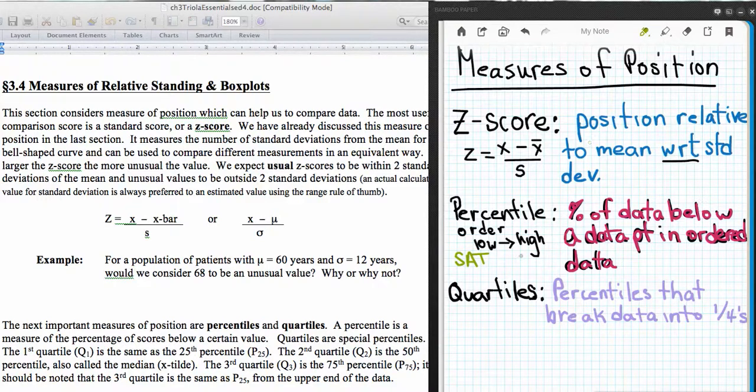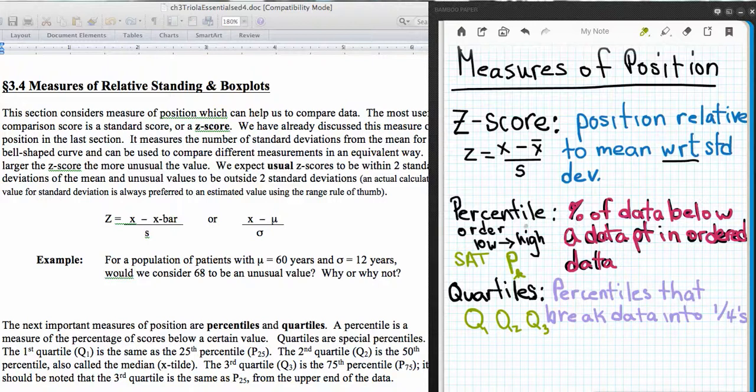Now percentiles we mark off with a P with whatever percentile it is, and quartiles we mark off with Q1, Q2, and Q3. Those are the names for the quartiles. Now percentiles could be any percentage from 1 up to 99. We typically don't talk about like the 99.5th percentile. It's possible, but it's just not something we usually talk about. We usually talk about whole numbered percentiles. So those are the measures of position.